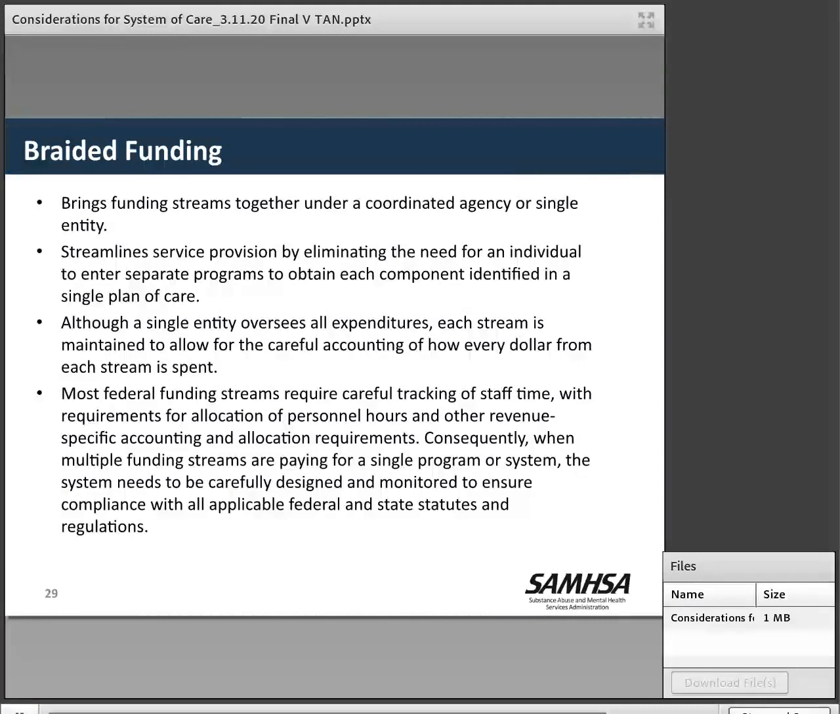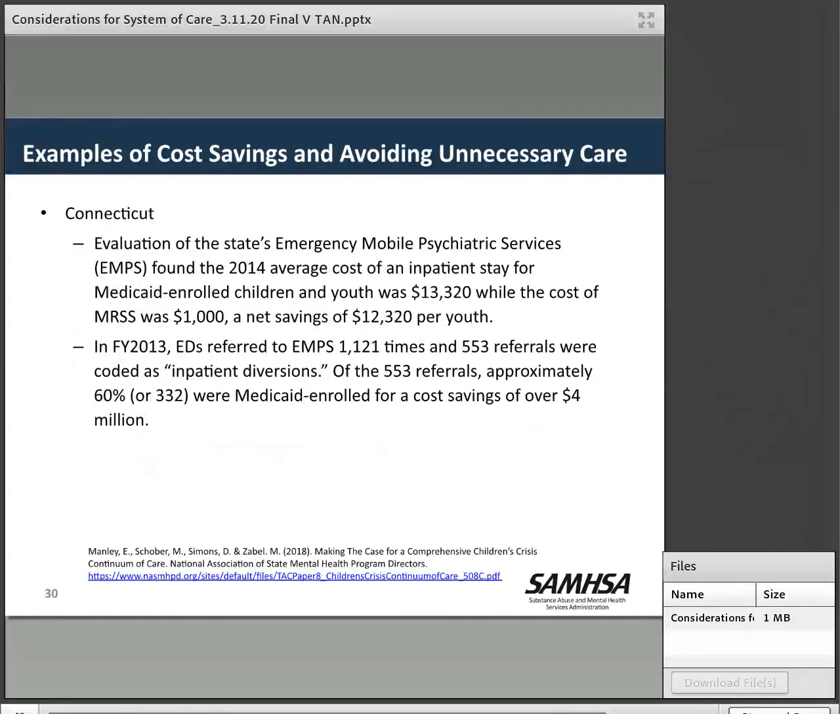Braided funding means that they're coming together, and you can actually track where those services are paid for. It streamlines service provision by eliminating the need for individuals to enter separate programs to obtain each component identified in a single care plan. So there are places in which braided funding makes sense. There are places in which blended funding makes sense, and that all has to be taken into consideration in terms of the federal dollars that you're pulling down and how they all come together. But these are all considerations that come into place once you've made a decision about including a service like mobile response and stabilization or the other services within the crisis continuum as we've outlined and talked about today.